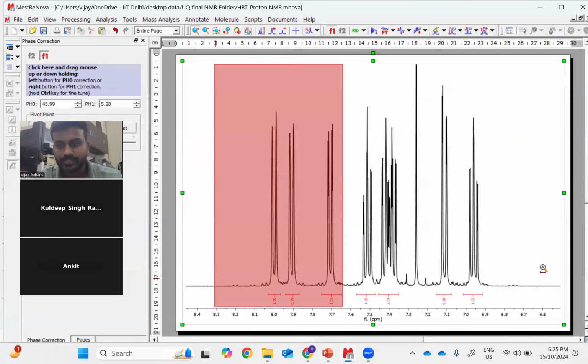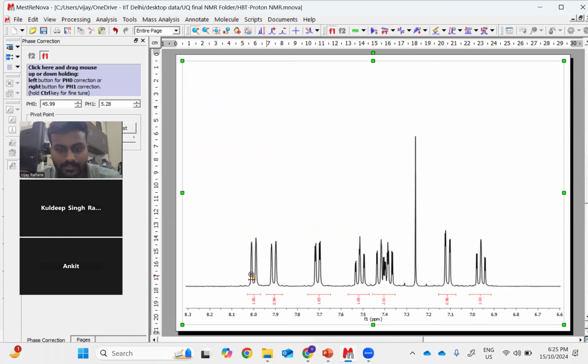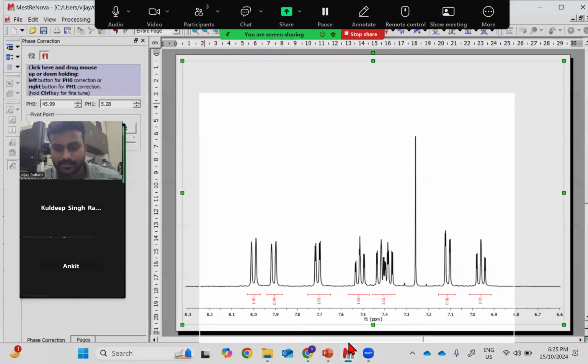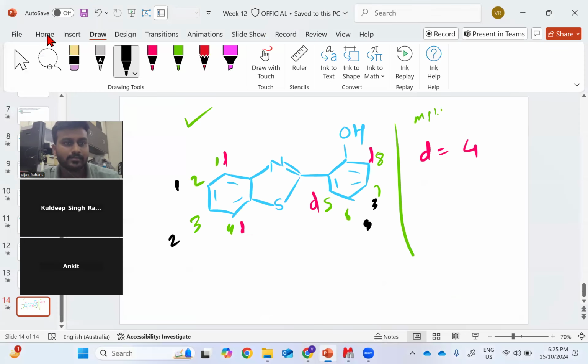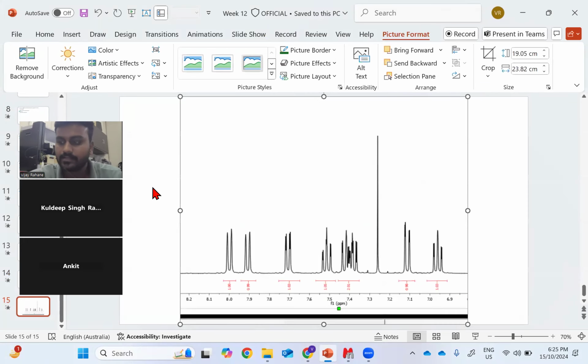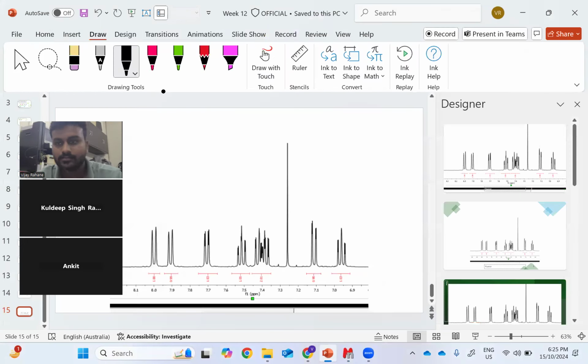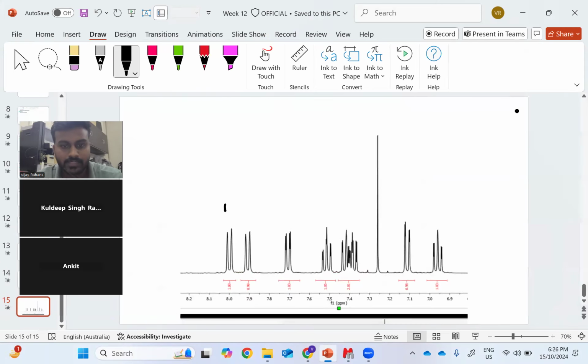I have zoomed in on the aromatic region, and if you look closely at this NMR spectrum, 1, 2, 3, and 4. These are the four. I will take the spectrum into these slides so I can mark it there itself. In the spectrum, there are 1, 2, 3, and 4. These are the four doublets, right? And how many triplets are present? This is one triplet, this is another, second, third, and fourth. So four doublets and four triplets are present.